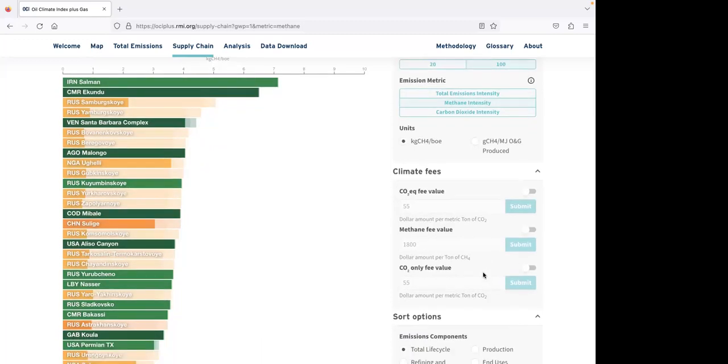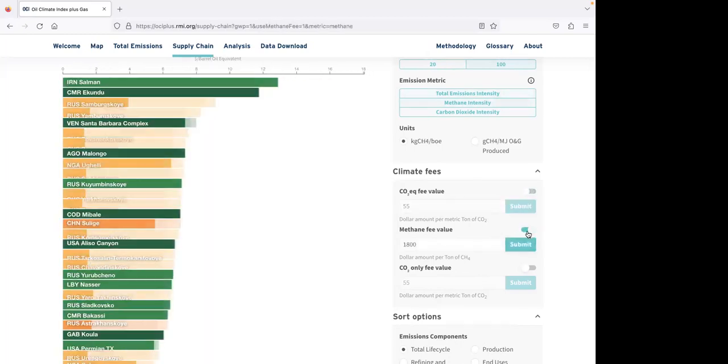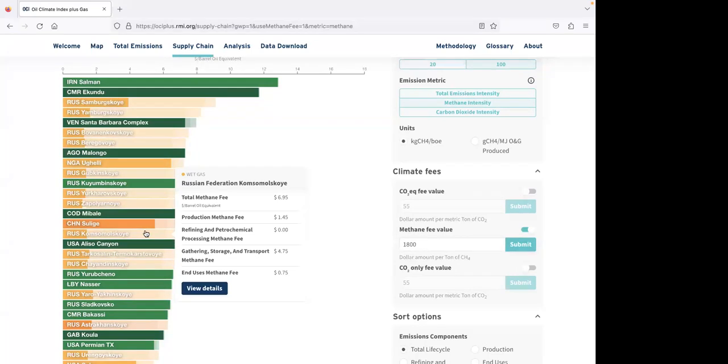This feature converts emissions metrics into financial metrics. Users can turn on these toggles and input a carbon or methane fee value to cost out financial impacts presented by a carbon tax, methane fee, or other financial mechanisms.